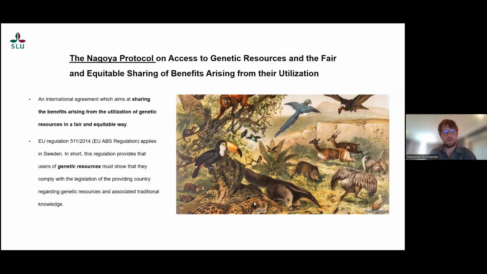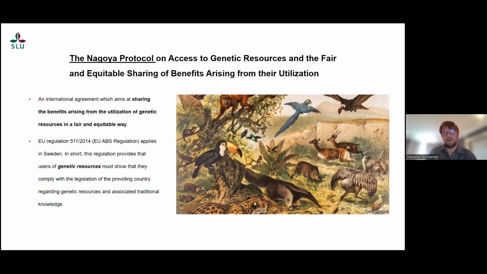So this is an international protocol that gives countries the possibility to decide over their own genetic resources within their own borders, and to put access legislation in place for other countries to do research and development on the resources.